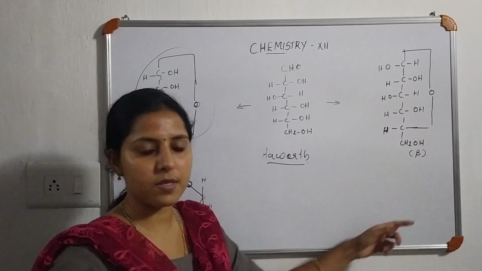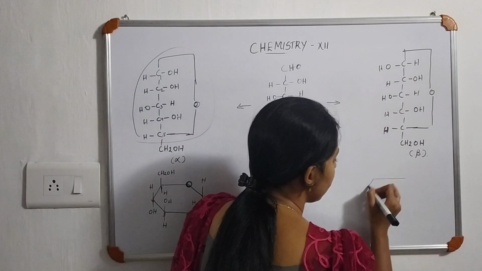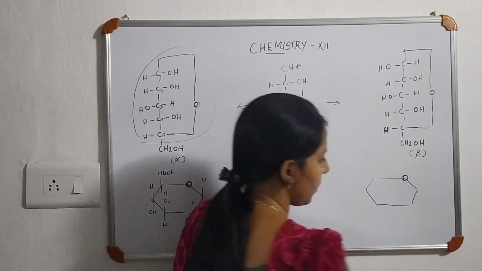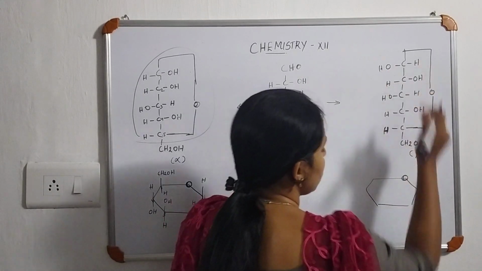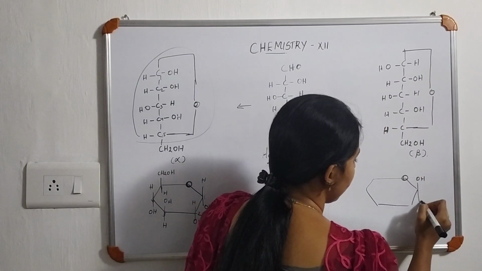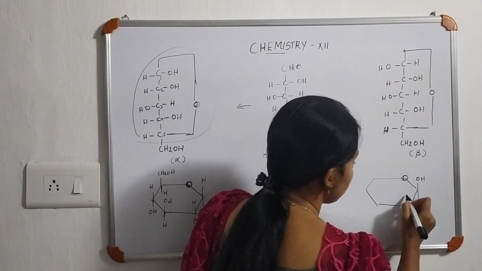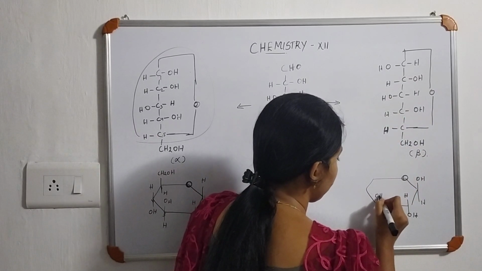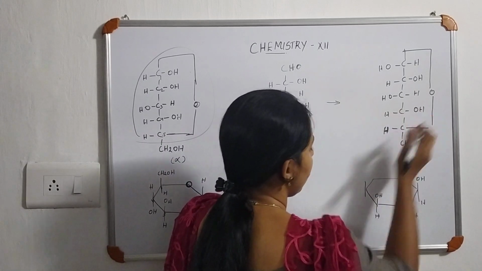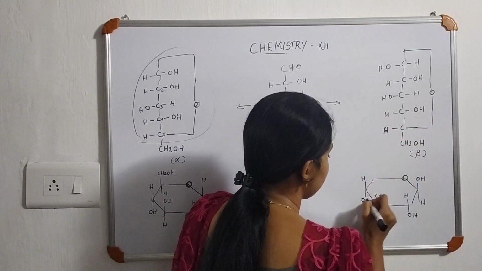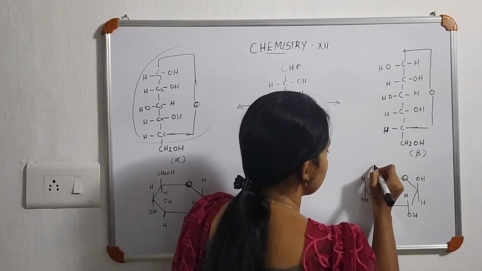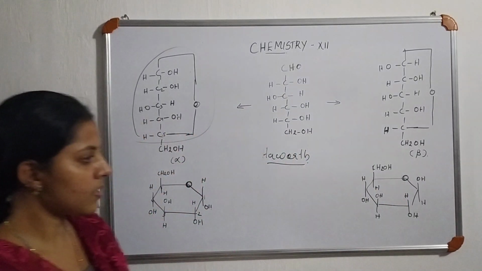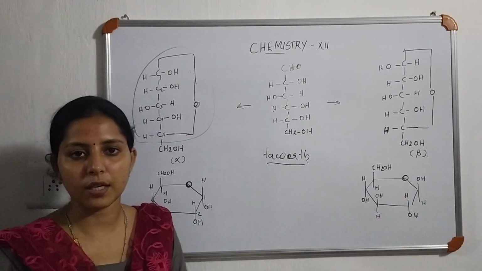Similarly, we can draw the Haworth structure of beta glucose. Again, a six-membered ring with oxygen at one of the corners. Here, OH, H is the configuration at the first carbon. Second, H, OH. Third, OH, H. Fourth, H, OH. Finally, CH2OH, H. So this is the Haworth structure of beta glucose.